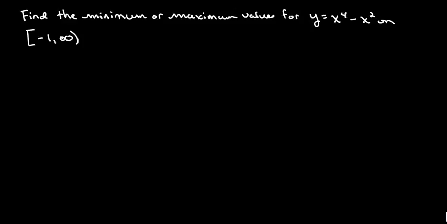We're asked to find the minimum and maximum values for a function y is equal to x to the fourth minus x squared on the interval -1 to infinity. So what we're going to do is first take a look at the derivative. The derivative of y, so y prime, or we can write it as dy dx, is equal to 4x to the third minus 2x.